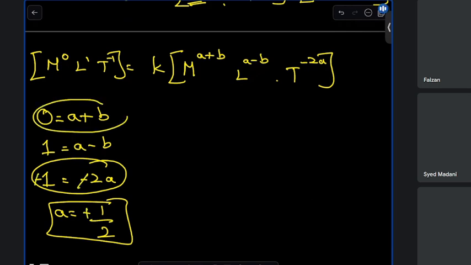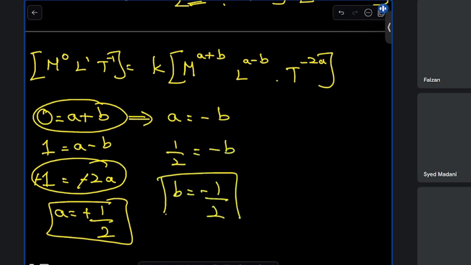From the first equation, we can realize that A is equal to minus B. Okay, so 1 by 2 is equal to minus B, which means B is equal to minus 1 by 2. This is what I got as the answers for A and B.